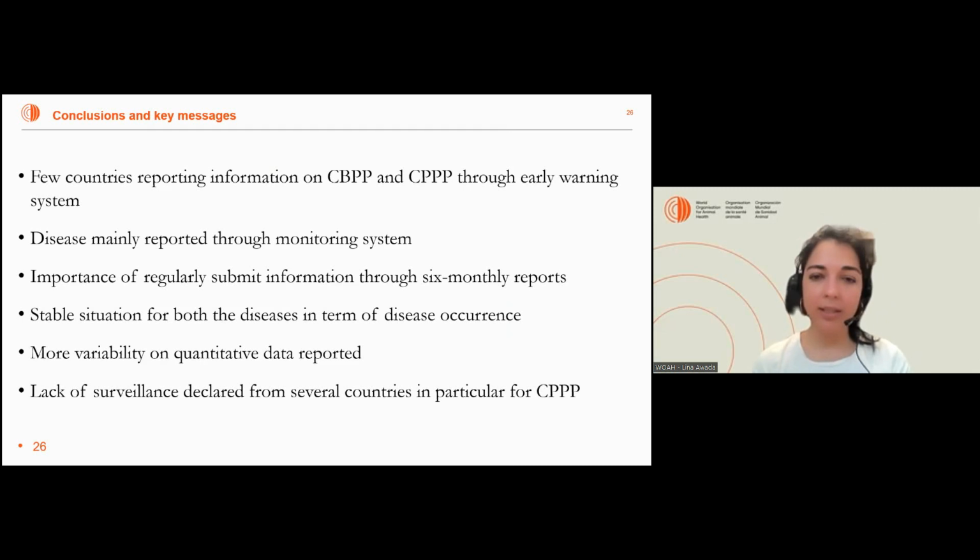What we see from the number of outbreaks is a bit more variability, sometimes there were years with peaks in the number of outbreaks, but of course this has to be put in the context of the surveillance. And what we see is that not all countries declared implementing surveillance for the two diseases. And in particular for CCPP, there are gaps in surveillance with several countries which do not implement surveillance for CCPP.